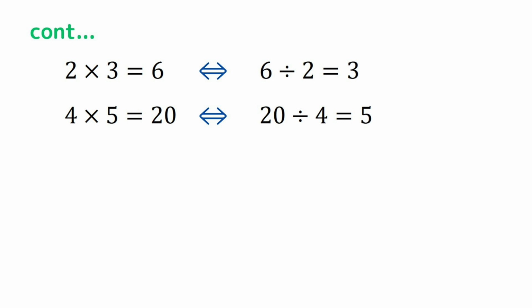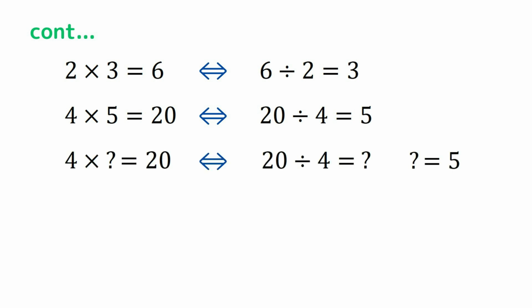For example, from the calculation 2 times 3 equals 6, we can derive the calculation 6 divided by 2 equals 3. 2 times 3 equals 6, 6 divided by 2 equals 3. From the calculation 4 times 5 equals 20, we can derive the calculation 20 divided by 4 equals 5. 4 times 5 equals 20, 20 divided by 4 equals 5. In this way, multiplication and division have an inverse relationship. From here on, we will consider by comparing two multiplication and division equations. The explanation is a bit difficult, so please be careful.